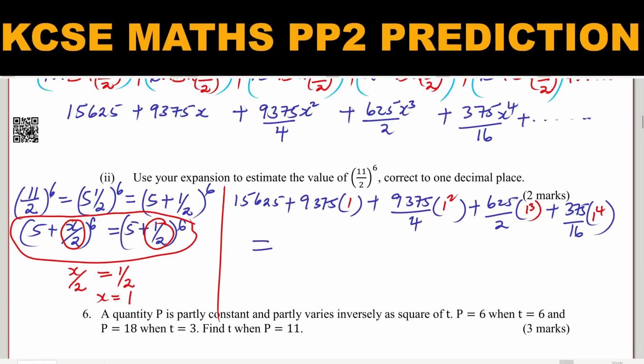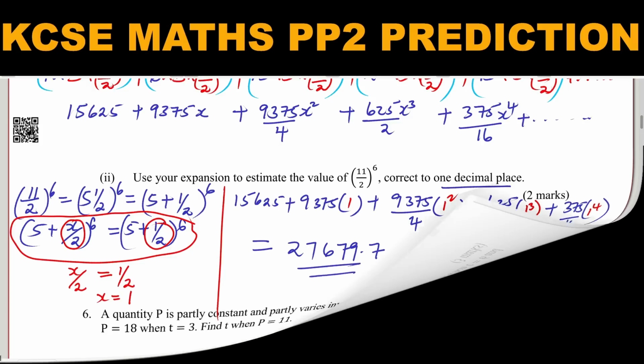So use a calculator to work out these. Feed everything in the calculator, and then you're supposed to give the answer correct to one decimal place. You will have 27,679.7 correct to one decimal place. That is what you're supposed to get, 27,679.7.